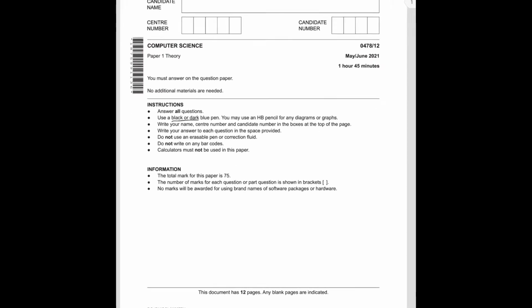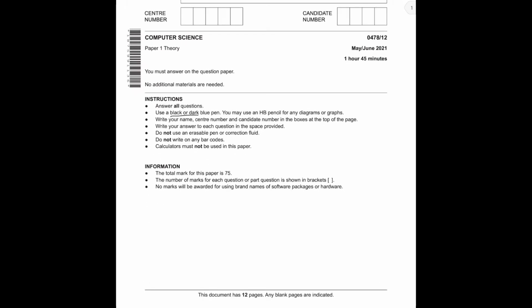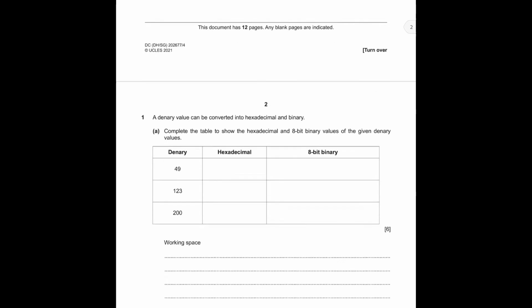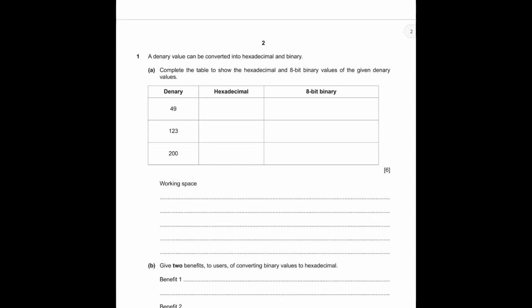Total mark is 75. The number of marks are shown in the brackets. Do not use brand names. Got it. So we're going to start with the first question.